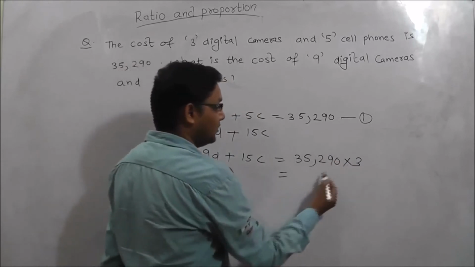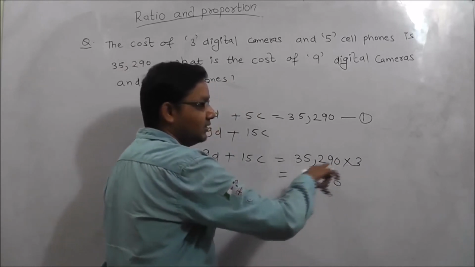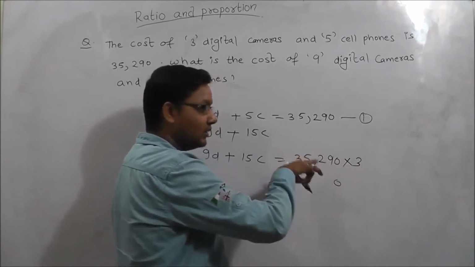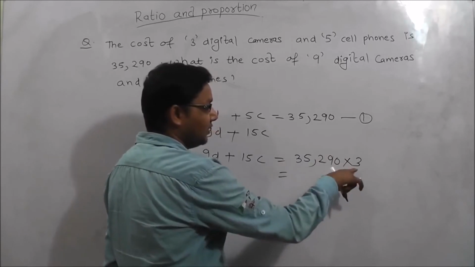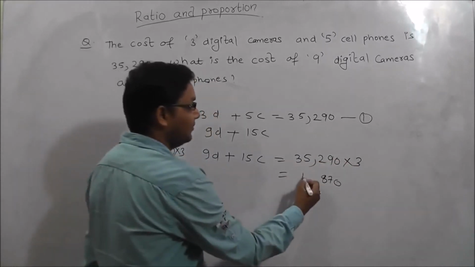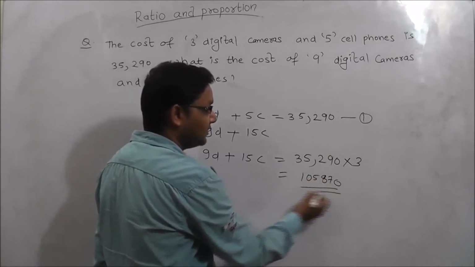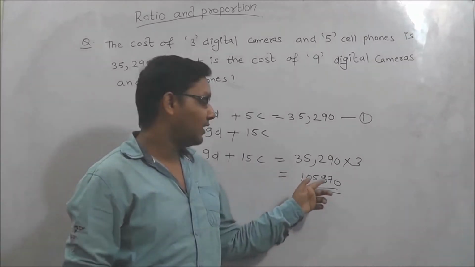So 3 into 0 is 0. 29 into 3 is 3 into 30 minus 1, that is 87. So 87. And 35 into 3 is 105. So the answer is 105870.